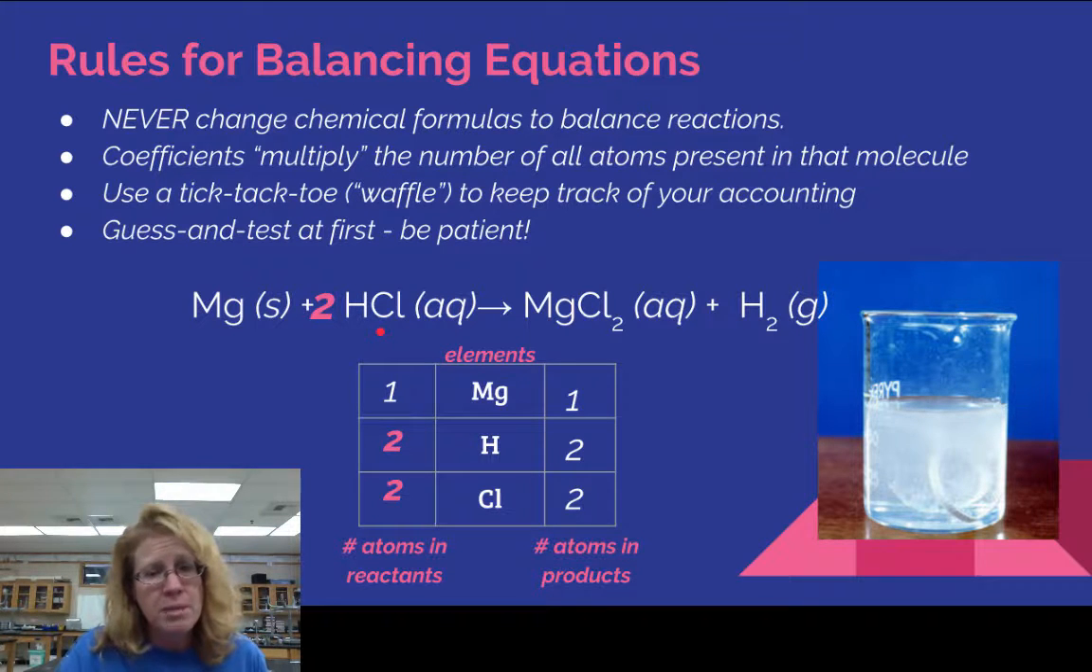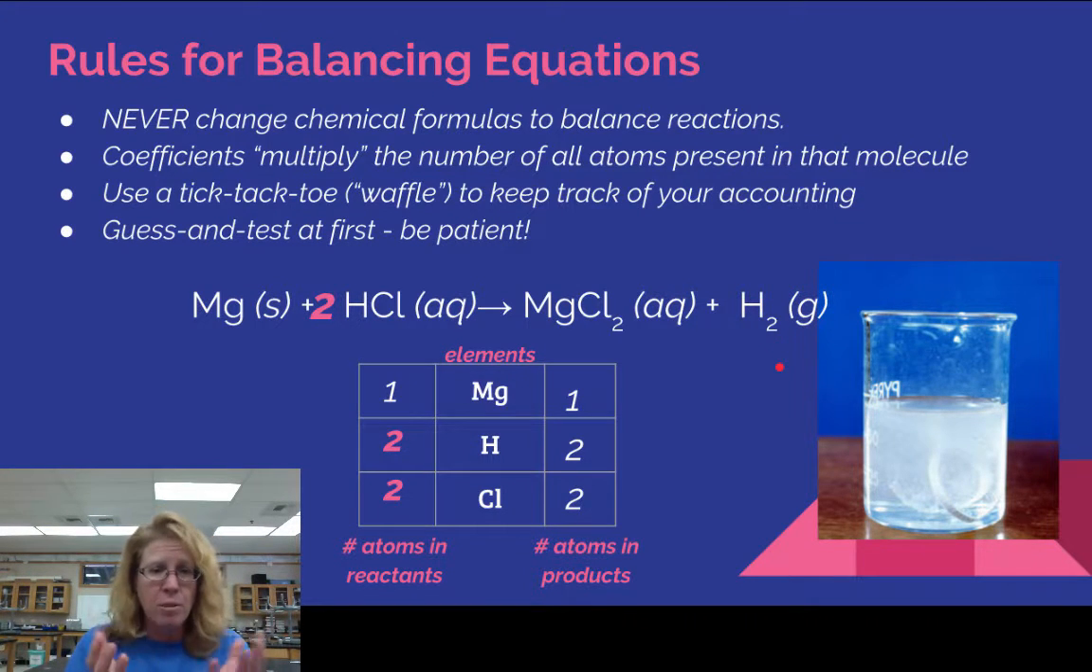So what this means is we could read it by saying 1 atom of magnesium reacts with 2 molecules of hydrochloric acid to produce 1 molecule of magnesium chloride plus 1 molecule of hydrogen gas. Could also say this in terms of moles. 1 mole of magnesium atoms reacts with 2 moles of hydrogen chloride molecules to produce 1 mole of magnesium chloride molecules and 1 mole of hydrogen gas molecules. So that's how we would read that out.